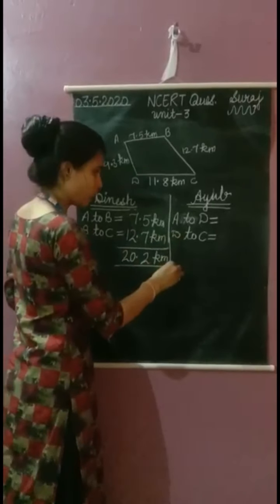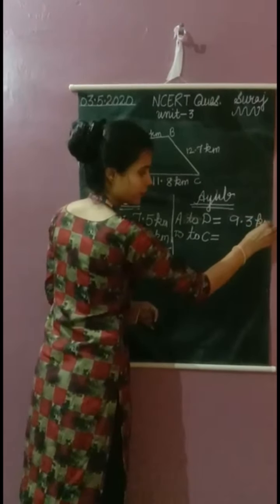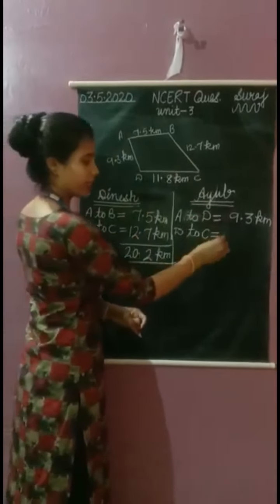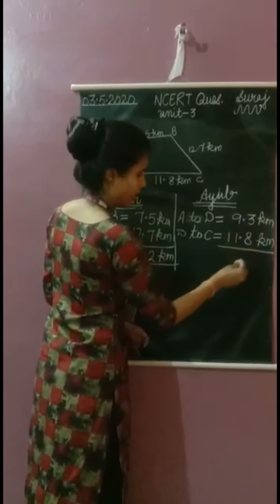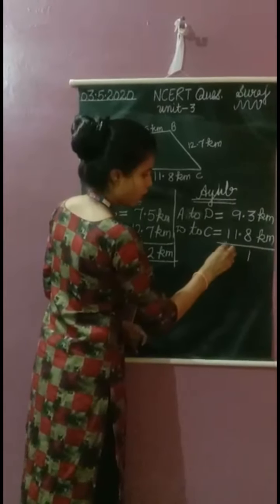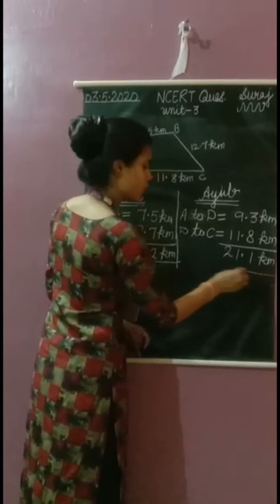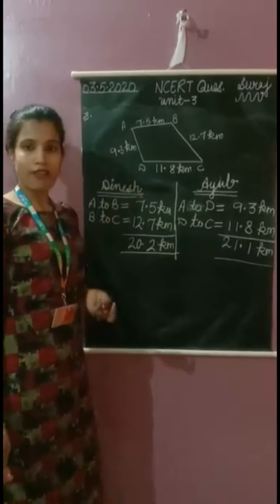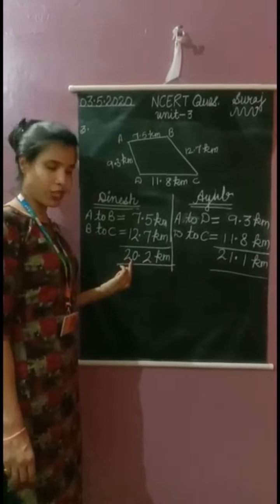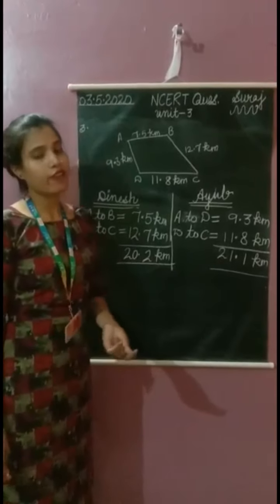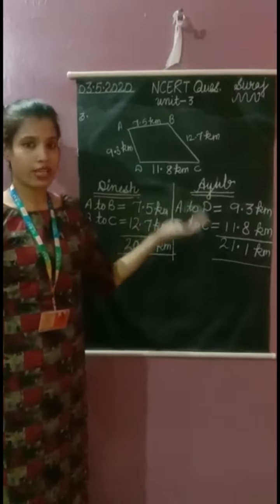Okay, now Ayub travel A to D is given 9.3 kilometer. Okay, and D to C is 11.8 kilometer. Now add them. This is your 21.1 kilometer, and you can see who travel more. Ayub ने ज़्यादा डिस्टेंस कवर किया. You can see this is 20.2 kilometer and this is 21.1 kilometer. But by how much, यानी कितना आयुब ने ज़्यादा ट्रैवल किया है.